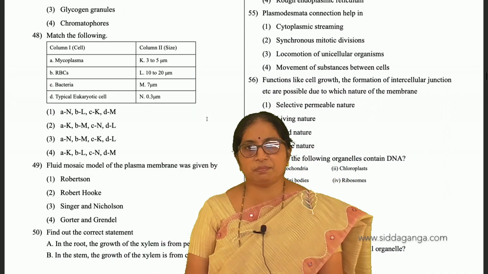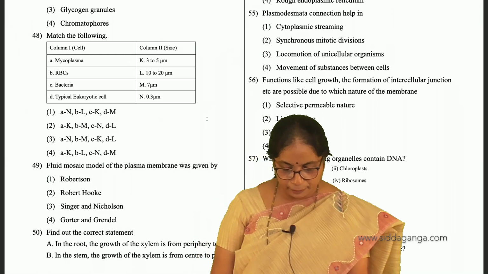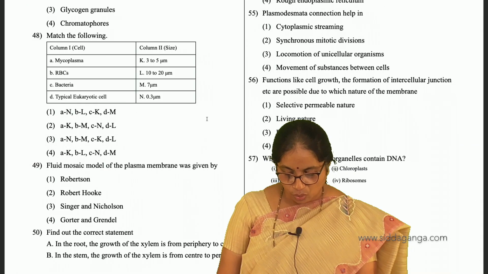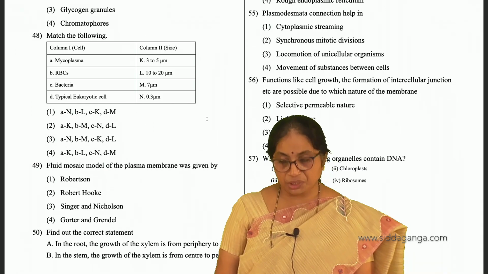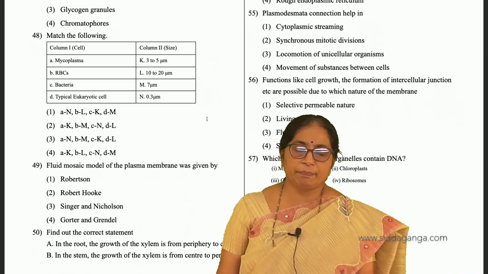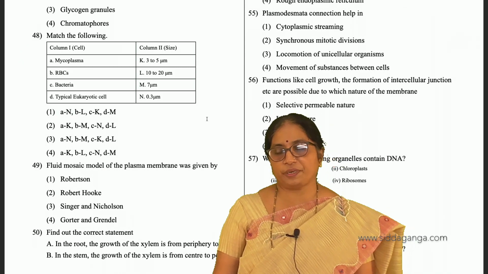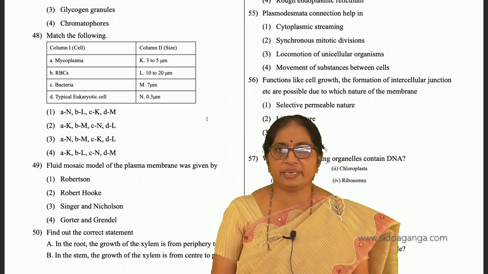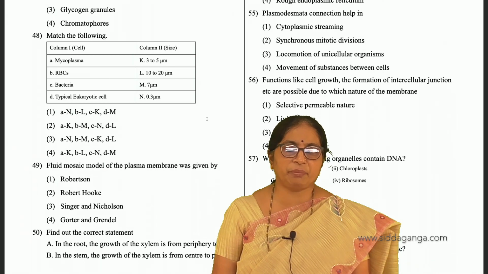55. Plasma-desmata connection help in cytoplasmic streaming, synchronous mitotic divisions, locomotion of unicellular organisms, movement of substances between cells. So, plasma-desmata are the small openings which are present on the cell wall. Plasma-desmata connection help in cytoplasmic streaming? It doesn't help in cytoplasmic streaming.